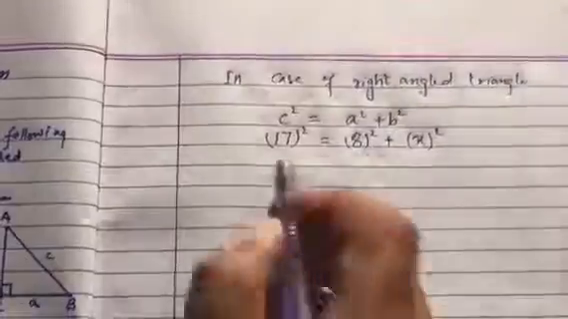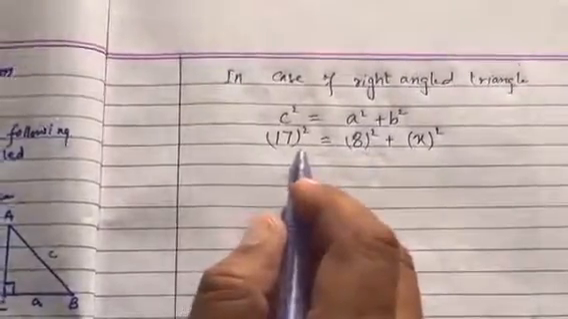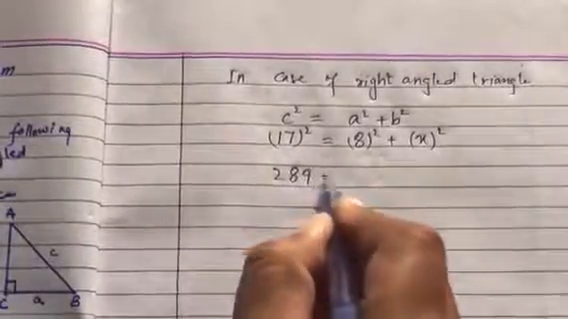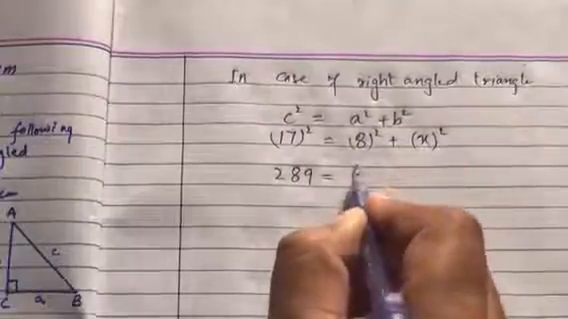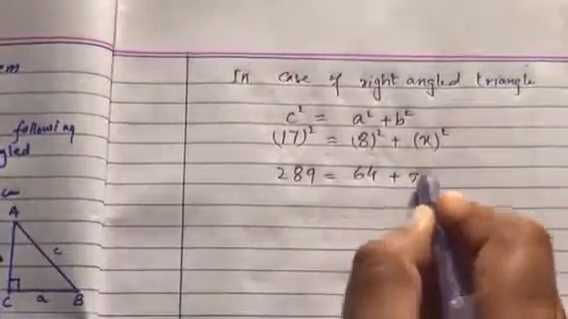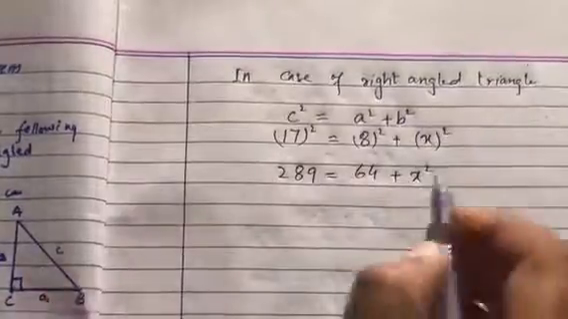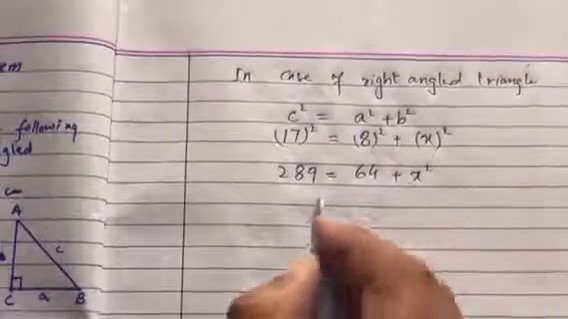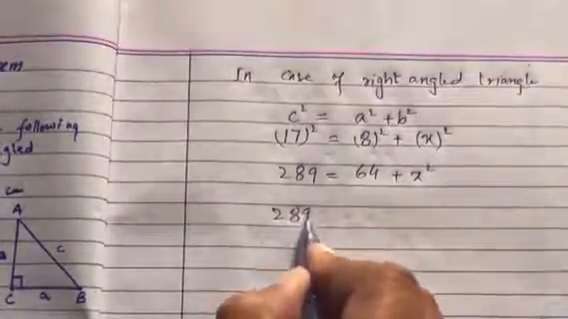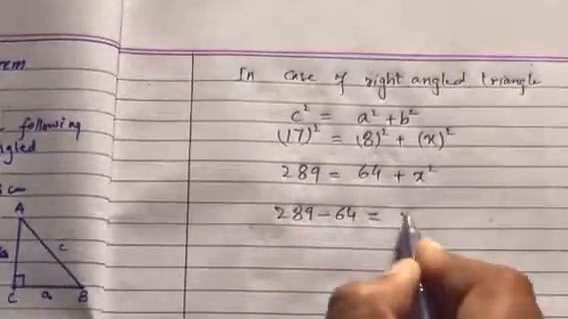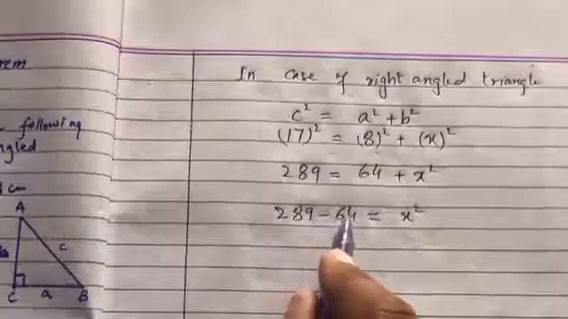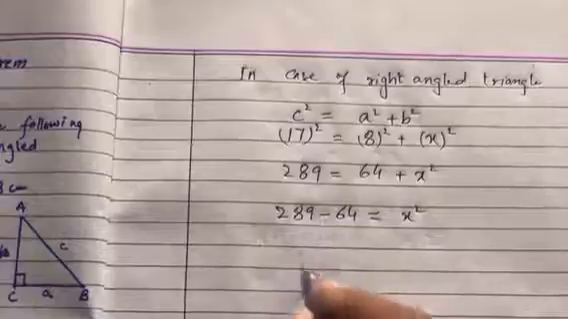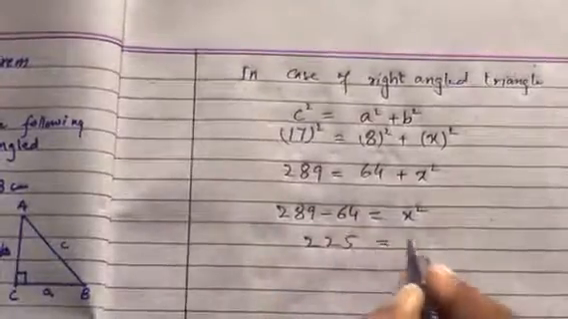By simplifying them, the square of 17 is 289 and the square of 8 is 64 and the square of x is x square. So we have to find the value of x, so we will isolate x. 64 is added on the right hand side, so by shifting it to the left hand side it will be subtracted. So we have 289 minus 64 is equal to x square. By subtracting 289 minus 64, we will have 225, which is equal to x square.